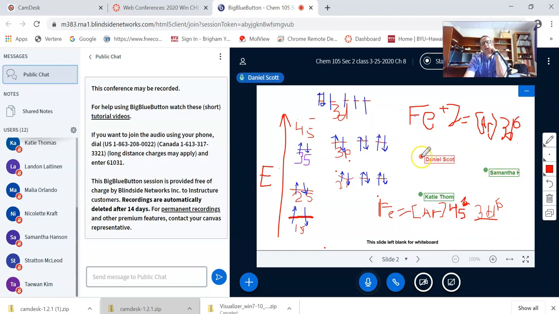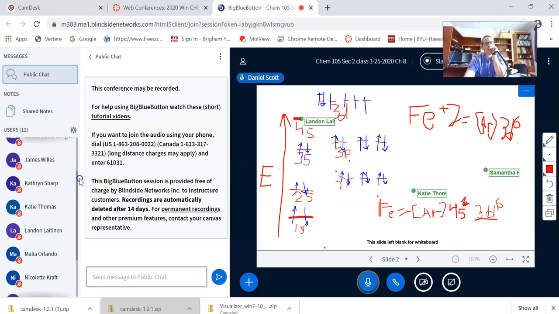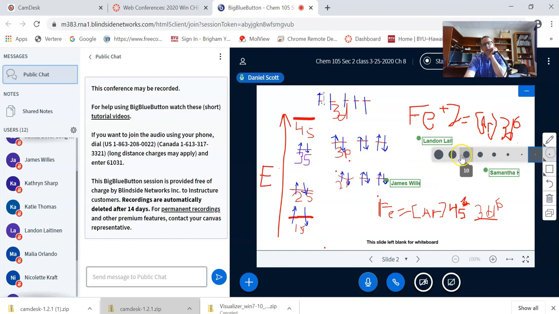Okay, so Katie, what do you think is the next ion that would be resulting? What electron would we get rid of? Right there, that's right. We get rid of that electron, leaving us with a 3d5. Okay, very good. So, again, I'm going to make that a 3d5.